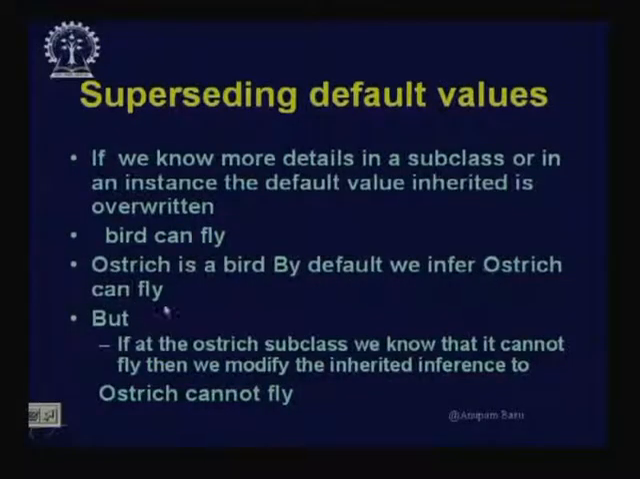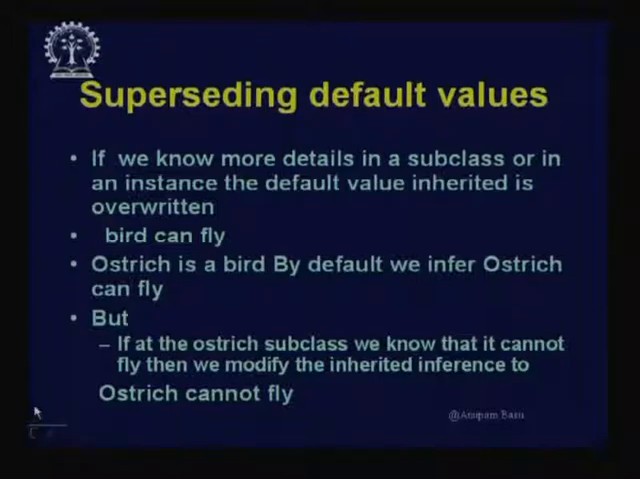So, here is that example. Ostrich is a bird, by default we infer that ostrich can fly. But if at that ostrich subclass we know that it cannot fly, then we modify the inherited inference to ostrich cannot fly. Now, this is a very important and powerful means of reasoning, and this can be discussed in a little more detail.